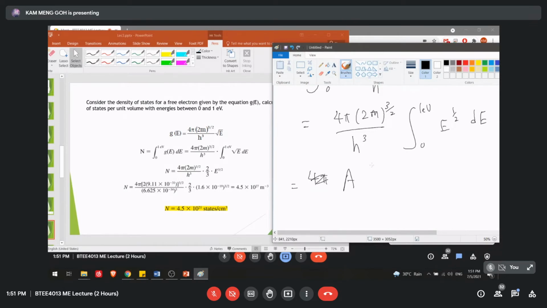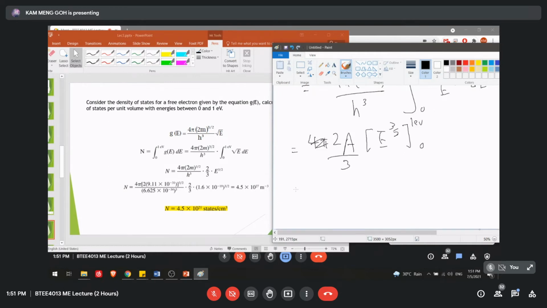Then the integral of E^(1/2) gives E to the power of 3/2 over 3/2. Multiplying through, we get 2 over 3 times 4π (2m)^(3/2) over h^3, evaluated from 1 eV to 0. So we know that this is 1 eV, which is 1 times 1.6 times 10 to the power of -19, all to the power of 3/2.